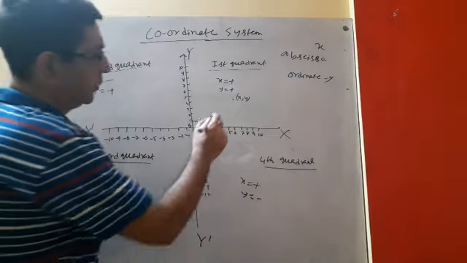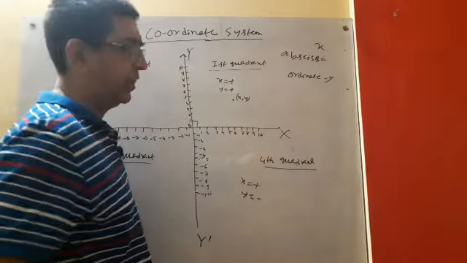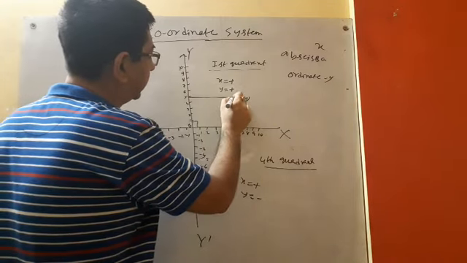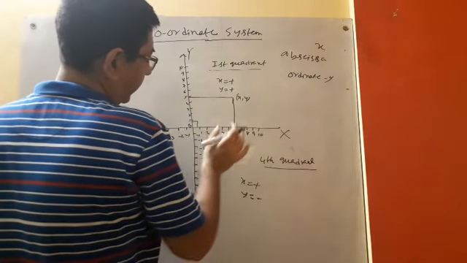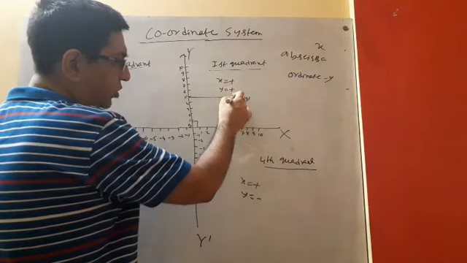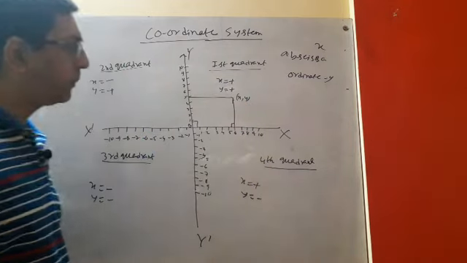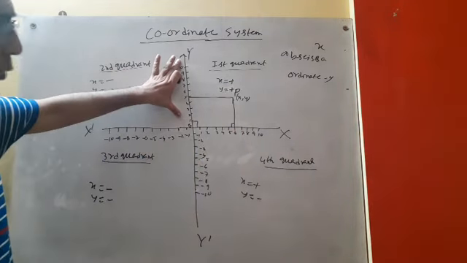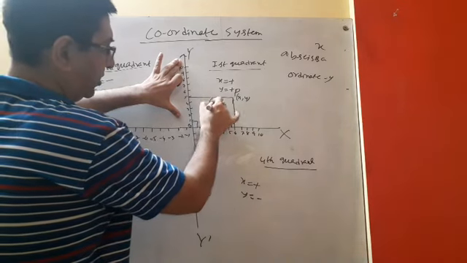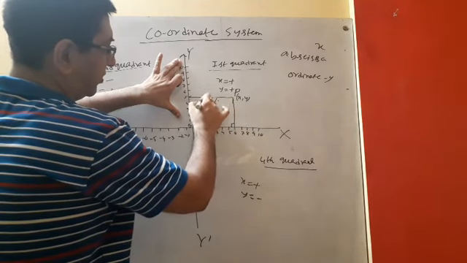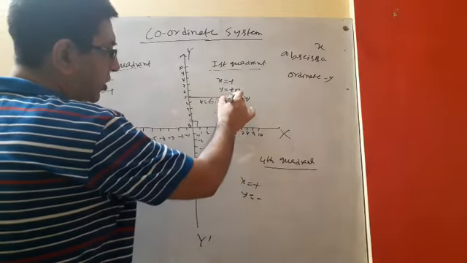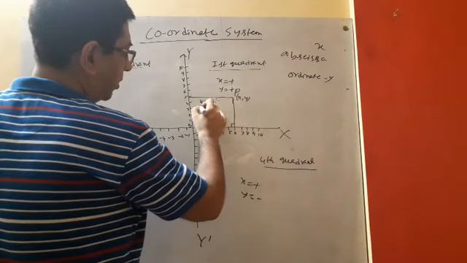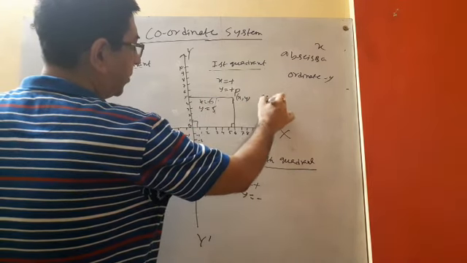Now suppose the coordinate of this point is x, y. We draw a perpendicular here, and we draw a perpendicular also here. Suppose this is P. The distance of the point P from the y-axis is 6. That is x. And the distance of the point from x-axis is 5. So the point is 6, 5.